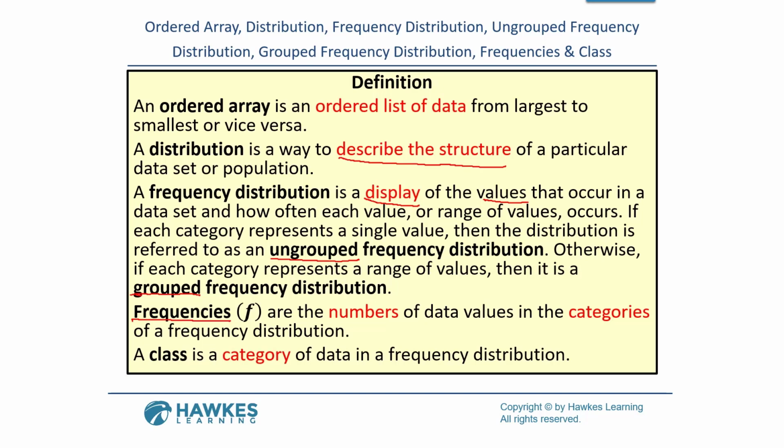Frequencies. Now, if you've taken physics, you know some frequencies are a little bit different, although there is a connection between the two. Frequency is how many of a certain data value you've got in a particular category, and we'll get back to that again. And the class is each row. So you could say this is a row in a frequency distribution. A row, a class, a category. It's all basically the same thing as far as we're concerned.